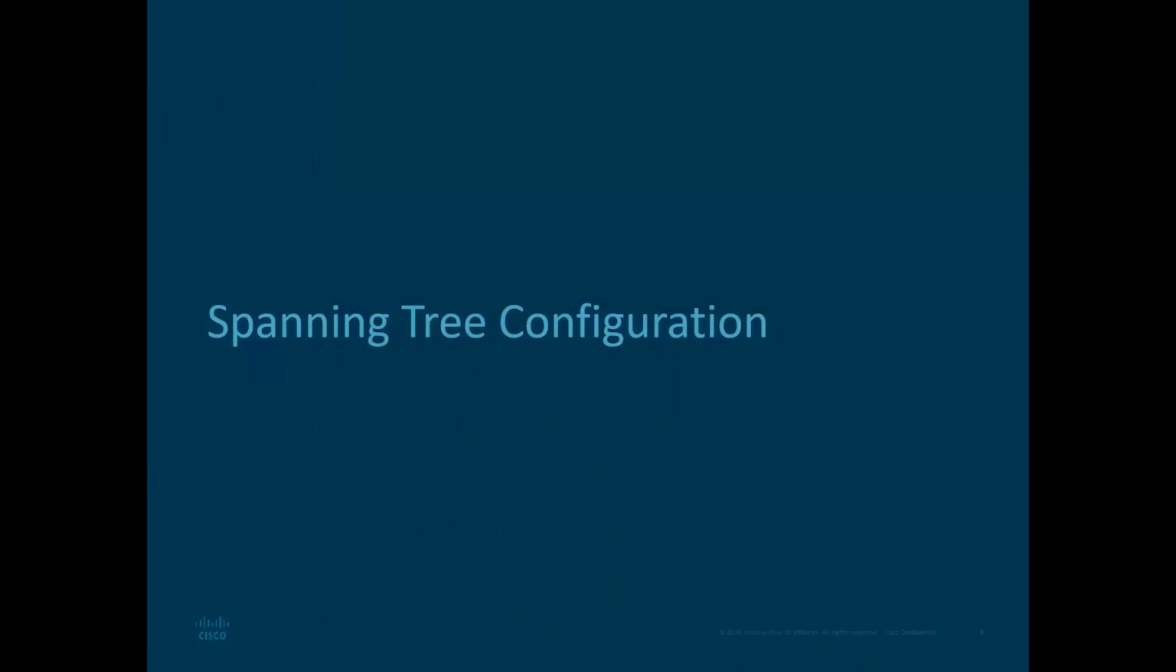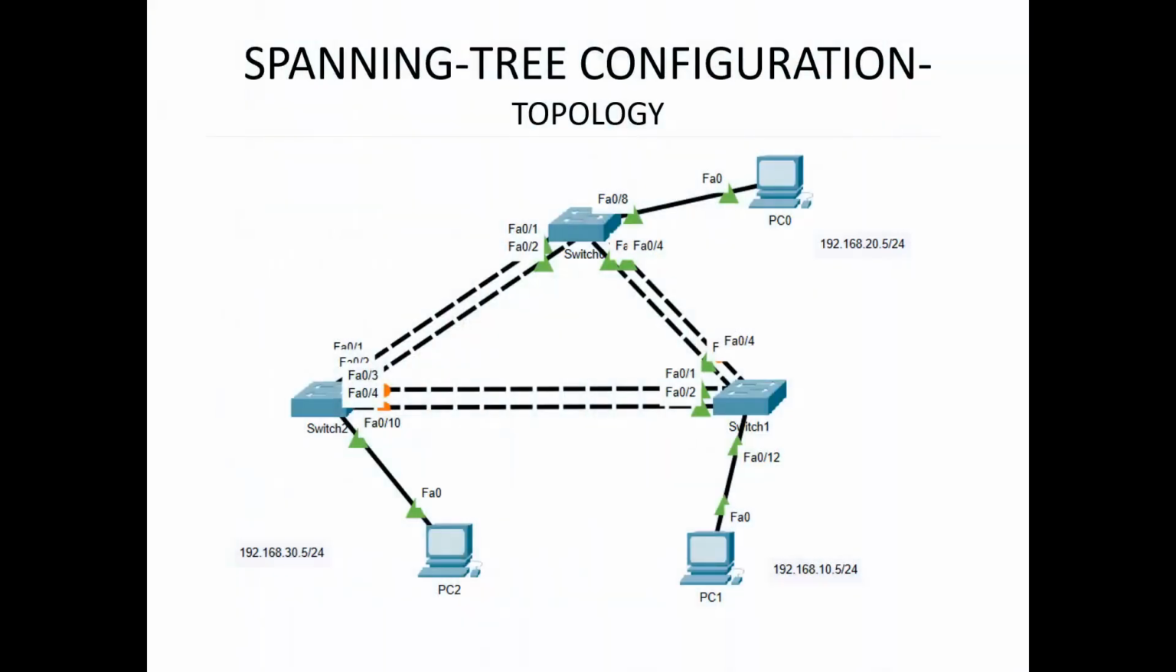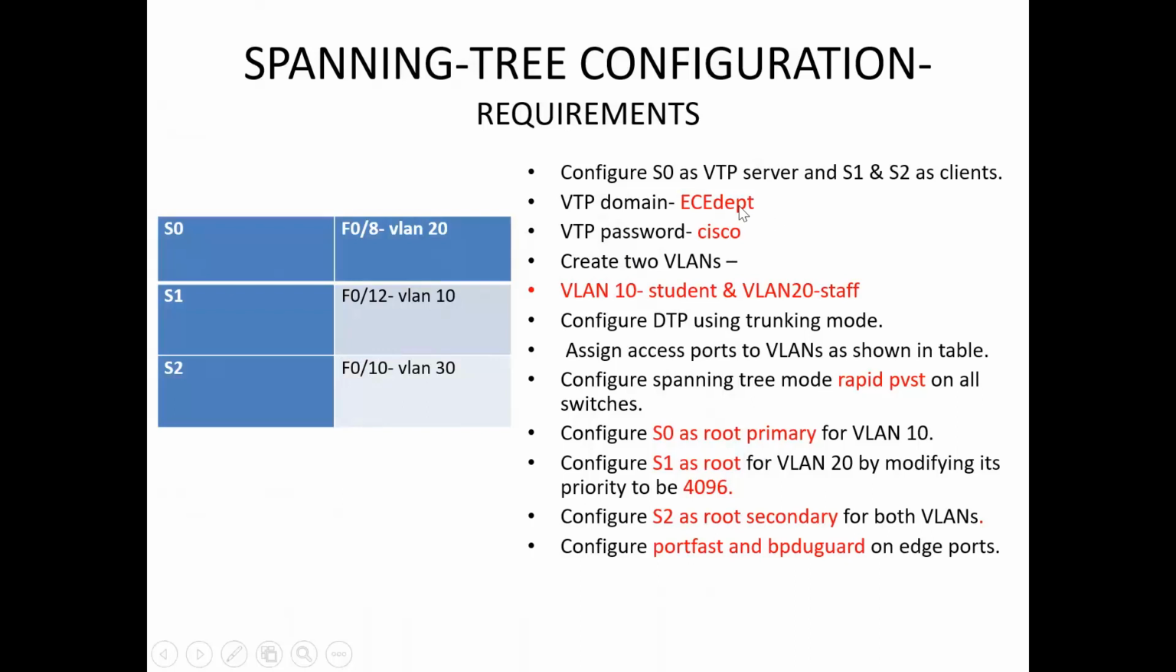So let us come to the spanning tree configuration, that is the lab hands-on activity. In this, the topology given to us comprises 3 switches, switch 0, 1 and 2, and there are 3 PCs, and the requirements are that we have to configure S0 as VTP server and S1 and S2 as the clients. The VTP domain given to us is ECE department, and the VTP password given to us is Cisco.